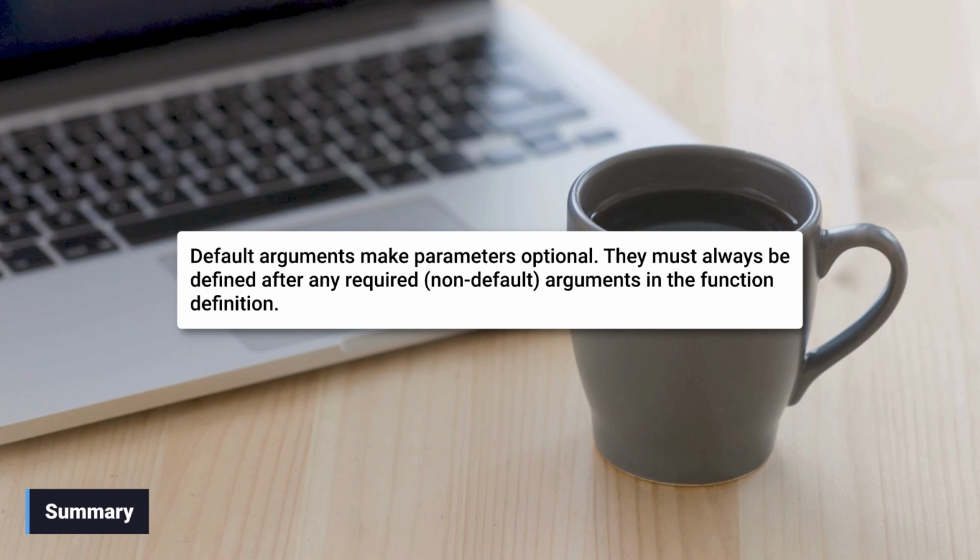To summarize, default arguments make your functions easier to use by allowing callers to ignore parameters they're not interested in or they don't know what to put in. Remember the rule: required parameters must always be listed before optional, defaulted parameters.